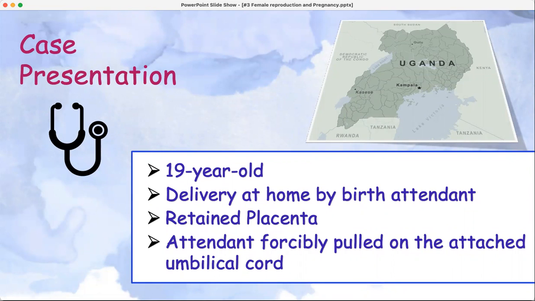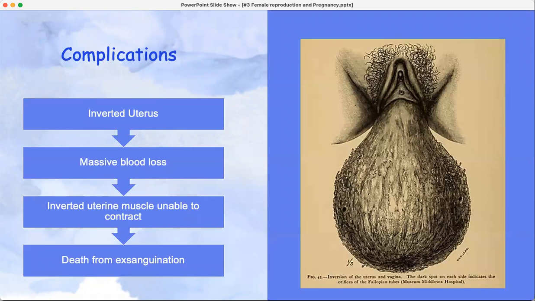So a case presentation, this is a true story. 19-year-old who was delivered at home by a birth attendant. She had a retained placenta. The attendant forcibly pulled on the attached umbilical cord. And what she developed was this image of the inverted uterus. And this is just an image off the internet. The real one is not shown on my YouTube presentation, only in the classroom. Patient had a massive amount of blood loss. In this situation, the uterus cannot contract, and she died from blood loss.